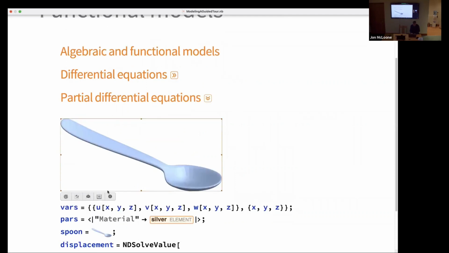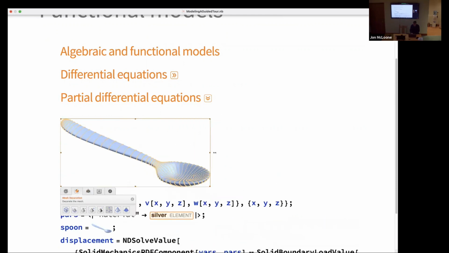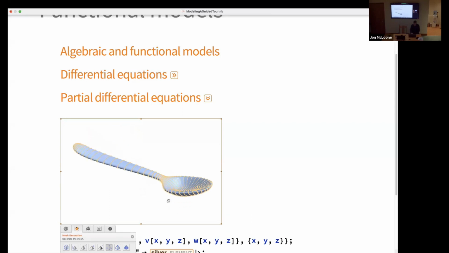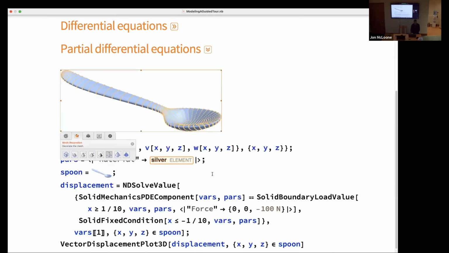So it's not a real spoon. In this case, we've got a kind of mesh representation of that made out of little triangles and points that are joined up as an approximation for the spoon. And we've got some kind of knowledge of the fact that it's made out of silver.